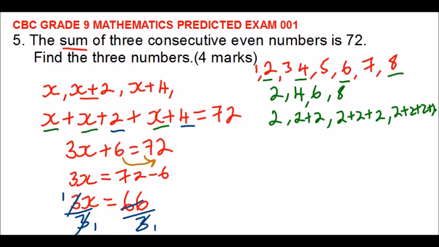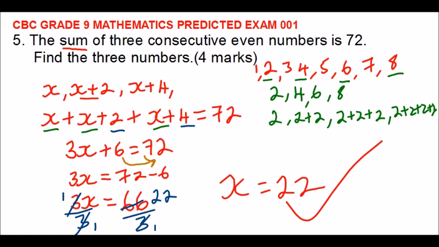3 divided by 3 is 1. This will give you 2, meaning that our x is equal to 22, and that is the correct answer. So you get 4 marks for showing your working the way I have shown you. But this one, you don't need to show, because when you are doing an exam, this is just for explanation. The rest you are allowed to show how you have arrived at 22.